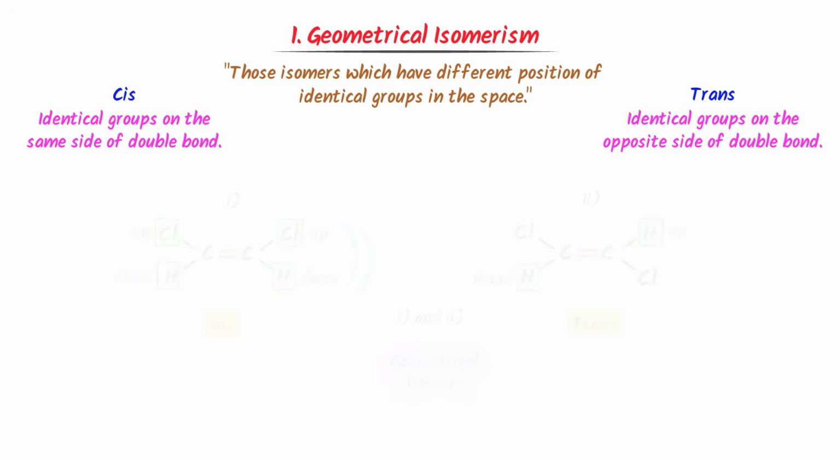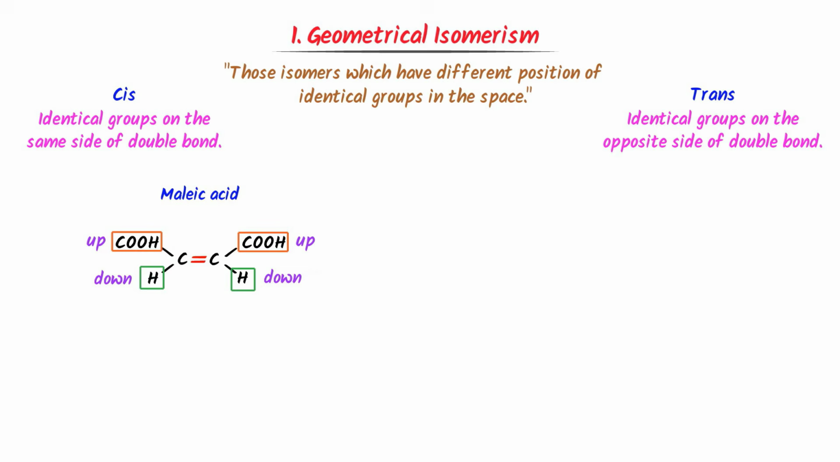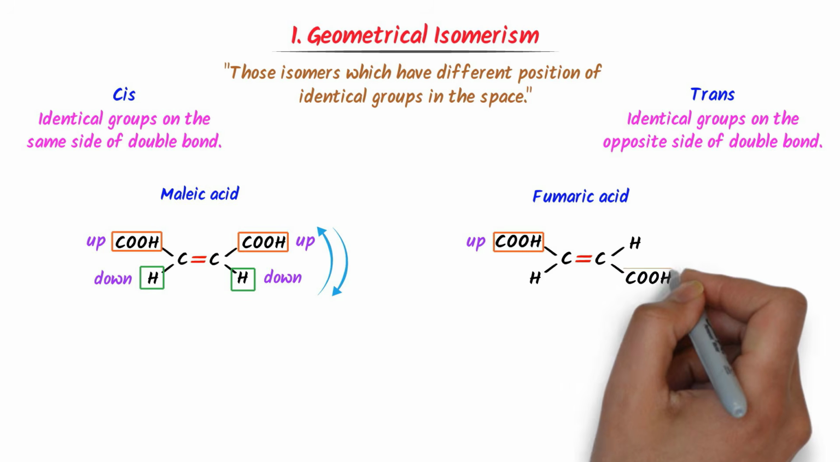Now consider this compound which is known as maleic acid. We know that different groups, COOH and hydrogen, are bonded to each carbon. Hence geometrical isomerism is possible in it. As usual, I write up and down, up and down. Now I just interchange the up and down position of COOH and hydrogen. I get this compound which is known as fumaric acid.